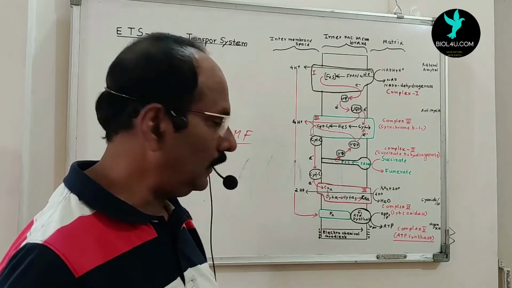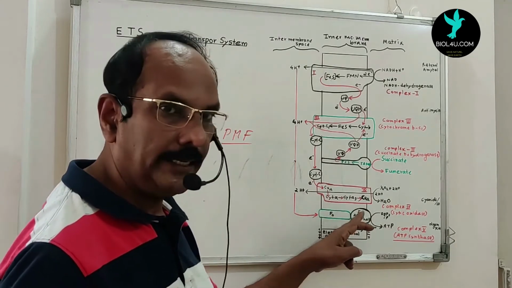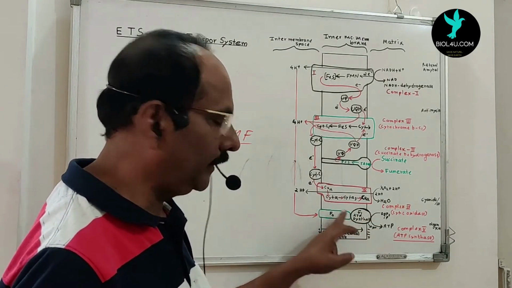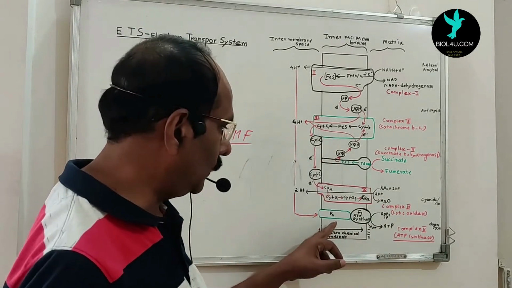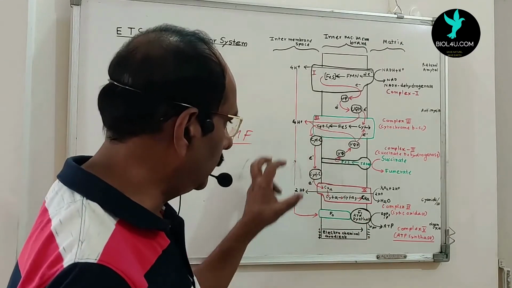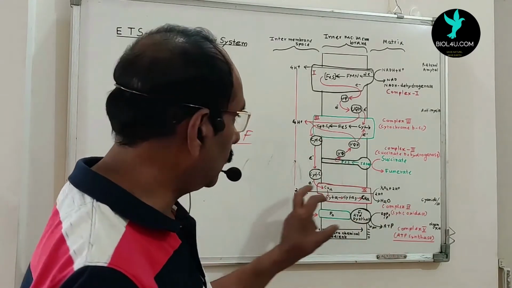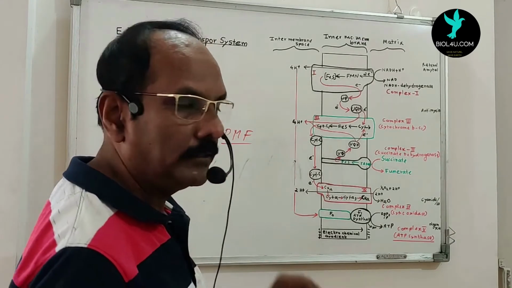The fifth complex, I told you, is ATP synthase, or ATP synthesizing enzyme. That enzyme is known as ATP synthase. This we already studied in the chemiosmotic hypothesis. It has two parts, the F0 part and the F1 part. This hydrogen is moving through this. So there are a total of 10 hydrogen formed here, 4 plus 6, 10 hydrogen.